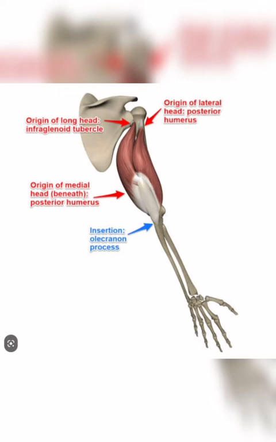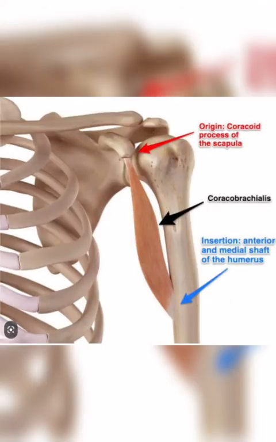Next, moving on to the next muscle, coracobrachialis. The origin of it is the coracoid process of the scapula and insertion is in the anterior and medial shaft of the humerus, and its function is responsible for flexion and adduction movements at the glenohumeral joint located at the shoulder joint.